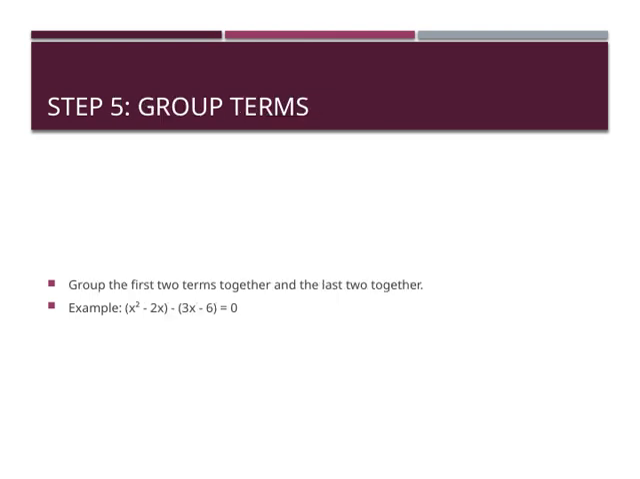Now, let's move on to step 5, group terms. The key idea here is to group the first two terms together and the last two terms together. For example, if we have the expression x² + 2x + 3x + 6, we want to see these as two separate groups. This approach helps us see the structure more clearly, making it easier to factor or simplify.